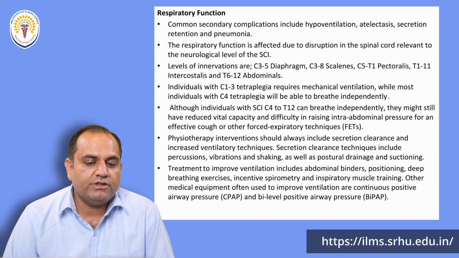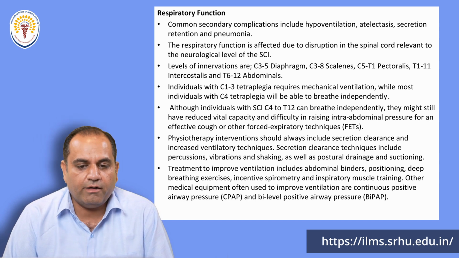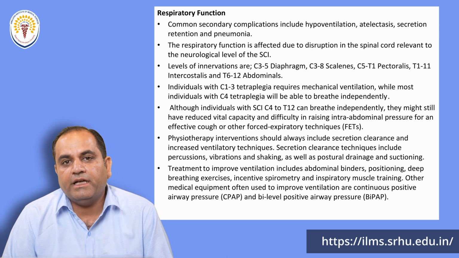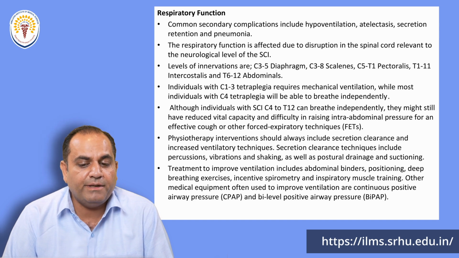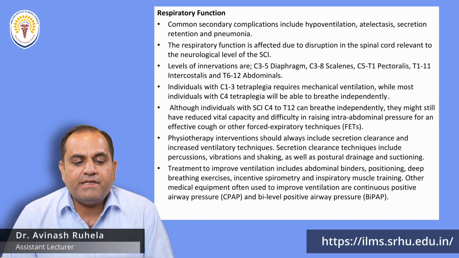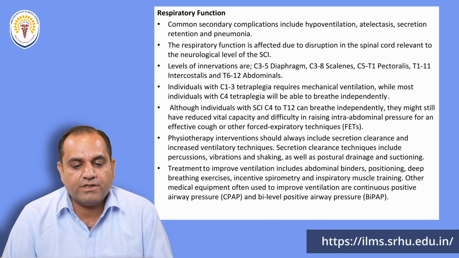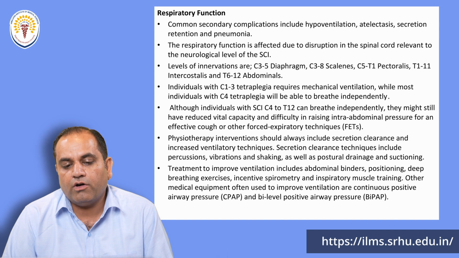Individuals with C1 to C3 tetraplegia require mechanical ventilation, while most individuals with C4 tetraplegia will be able to breathe independently. Although individuals with spinal cord injuries from C4 to T12 can breathe independently, they might still have reduced vital capacity and difficulty in raising intra-abdominal pressure for an effective cough or other forced expiratory techniques.